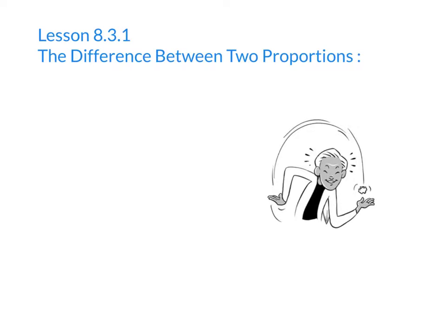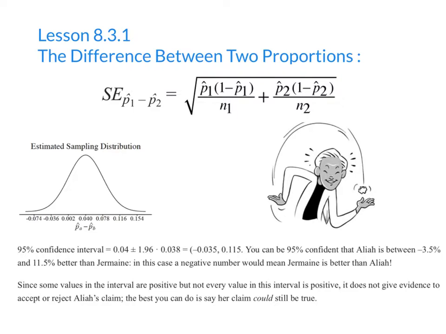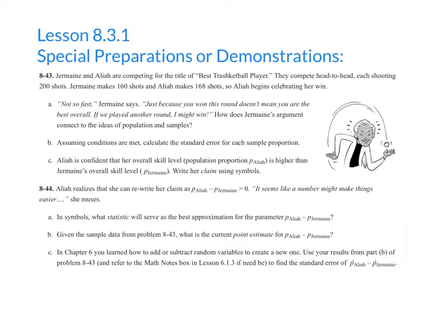In Lesson 8.3.1, the trash ball scenario continues with 2 hypothetical students comparing free throw percentages. Students reason the standard error for the difference of 2 proportions, and then use a confidence interval to evaluate a claim that one student is significantly more skilled than the other.